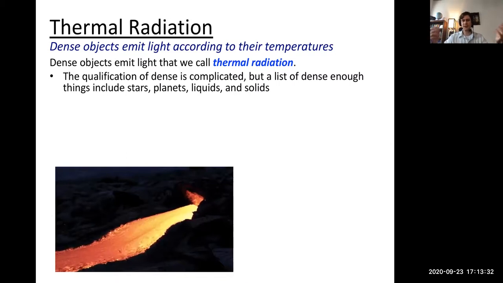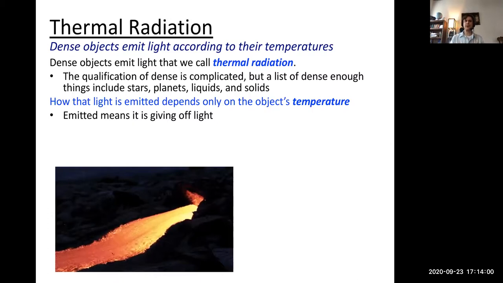Most gases are dense enough, so stars are dense enough to give off light as thermal radiation. So planets themselves, a solid object, is dense enough to give off thermal radiation. Jupiter, a gas giant planet, is dense enough to be giving off thermal radiation. So if we're going to be studying the light that all of those objects, stars and planets, are giving off, we will be studying their thermal radiation. So we want to understand it.